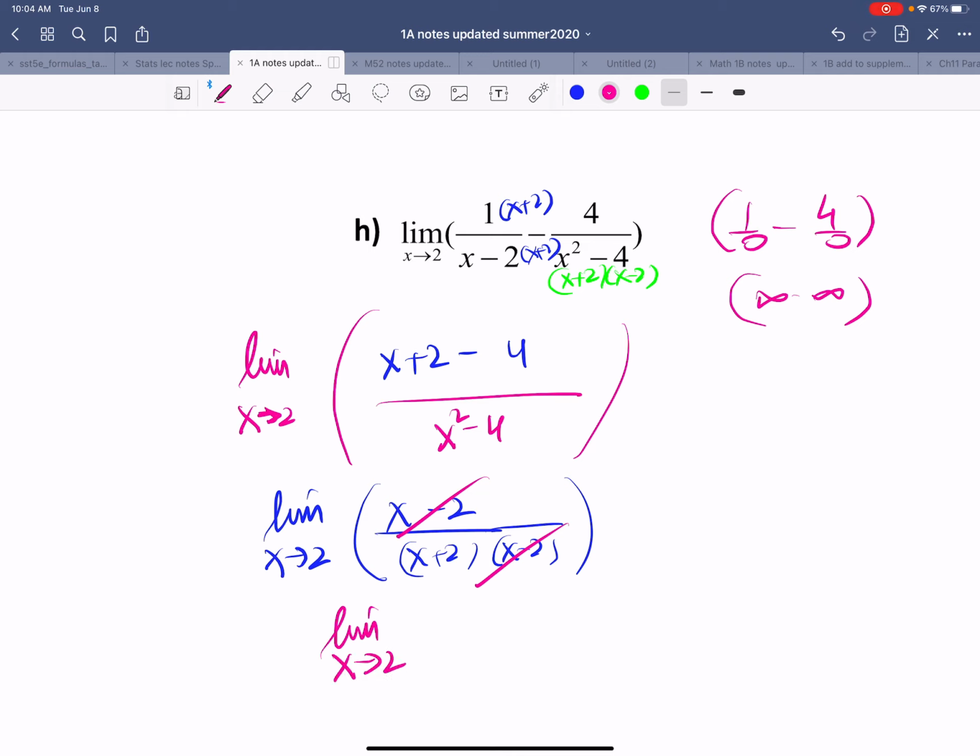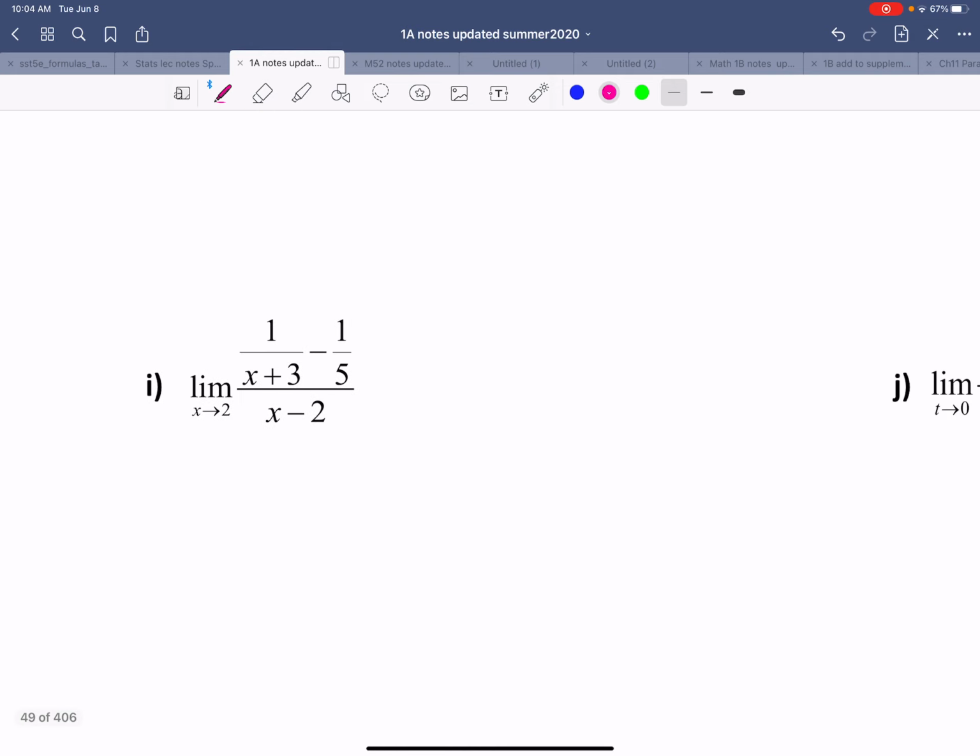The remaining function is continuous at x equals 2. It's not continuous at x equals negative 2. Again, we don't care about that point because that's not where we are evaluating the limit. So 1 over 2 plus 2 is 4. 1/4 is the limit in this case. Let's see a couple more examples.